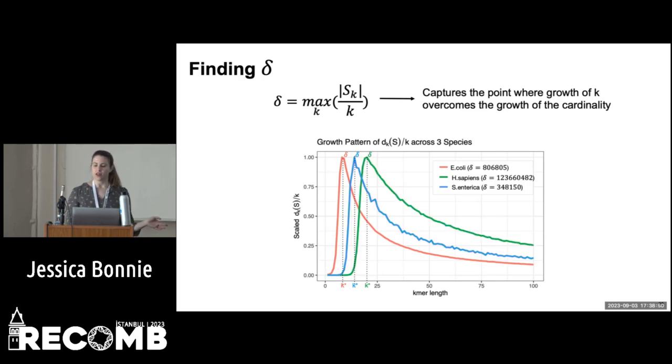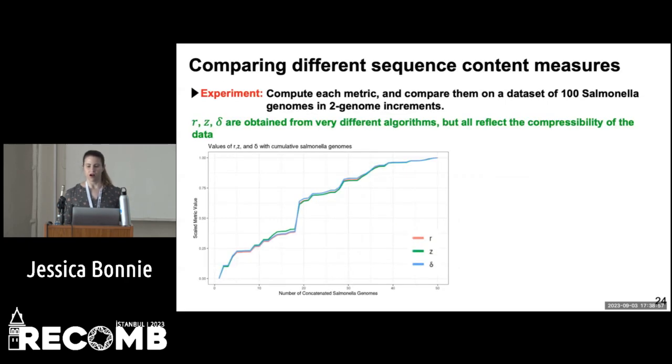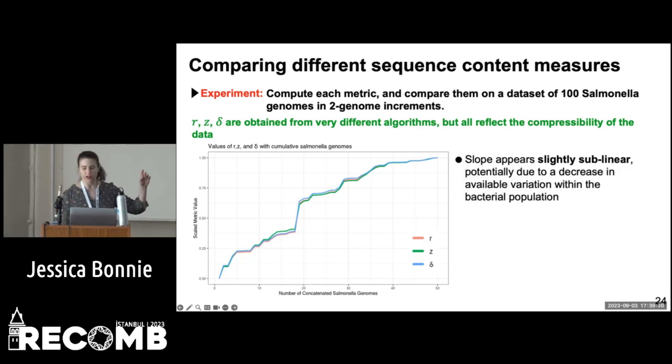So recall a couple of minutes ago that I introduced R, Z, and delta, three different compression-related metrics from information theory, which are all based on fairly different concepts. When they are scaled, however, they mirror each other fairly closely. This would seem to indicate that they are all getting at the same underlying property of the data. The general shape of the graph is fairly linear to start before the reduction in slope, as there's less and less unseen variation with each additional genome that's added to the set.